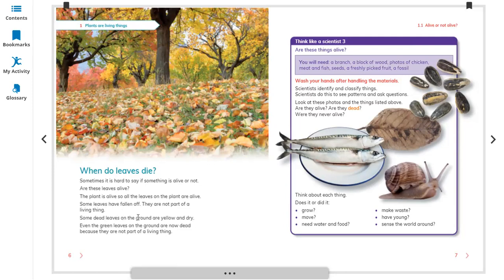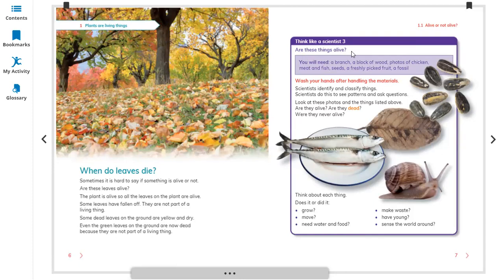Some dead leaves on the ground are yellow and dry, like this one you can see. Even the green leaves on the ground are now dead. Why? Because they are not part of a living thing. Until it's on the tree, it's living. But when it has fallen down, it is no longer alive. So we cannot say they are alive. Even if green or yellow, because after some time it changes color, these are not alive on the ground.